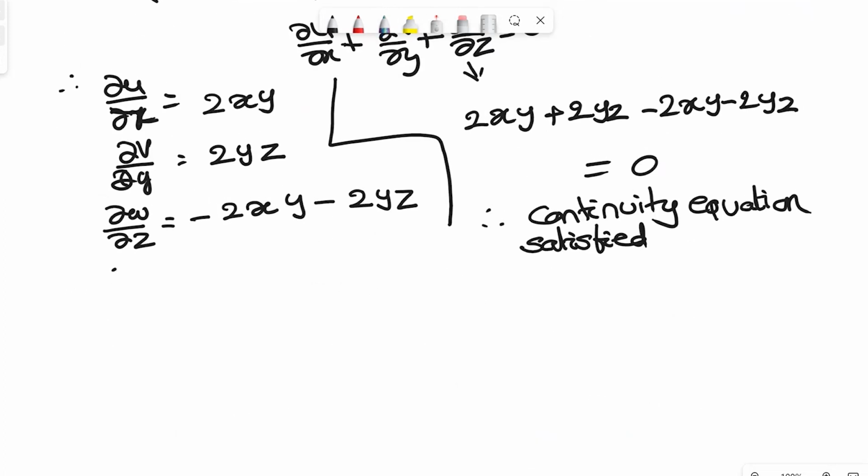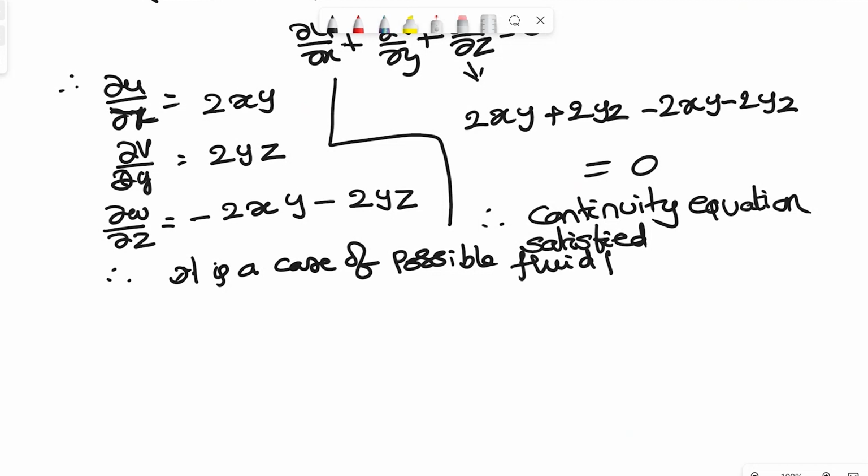So therefore, it is a case of possible fluid flow. Then naturally the next one is the velocity calculation.